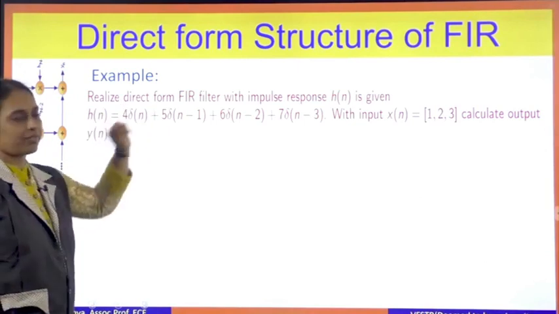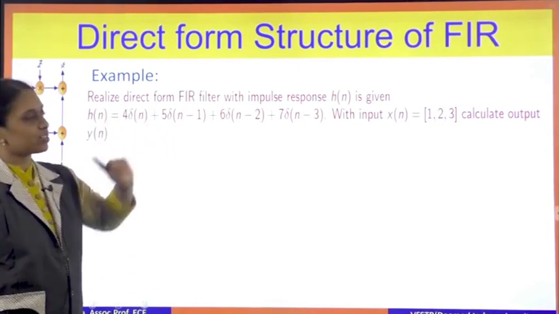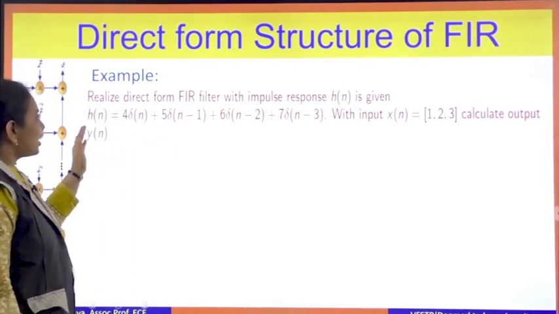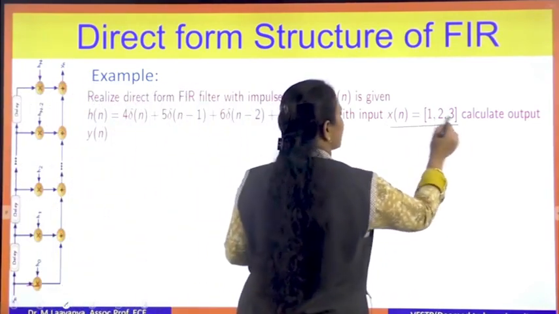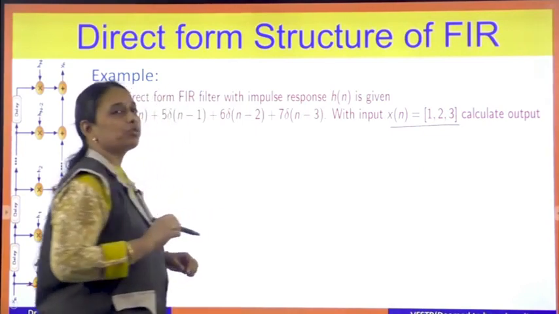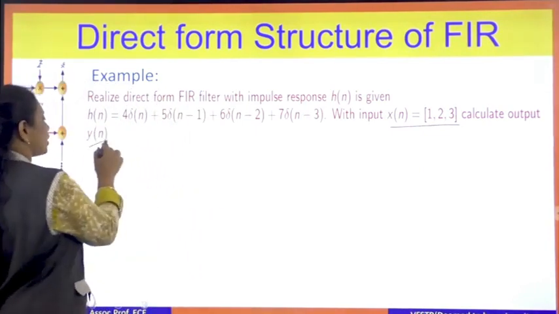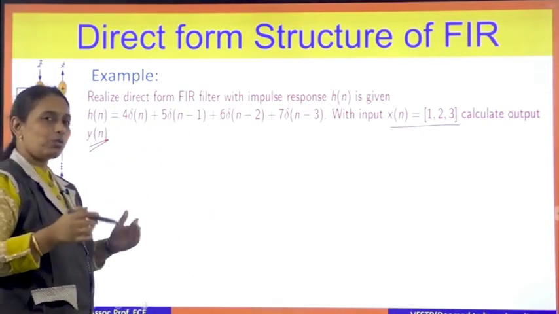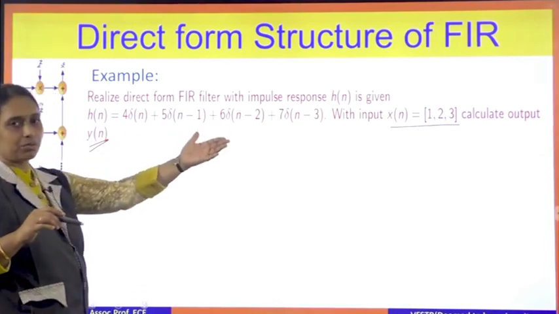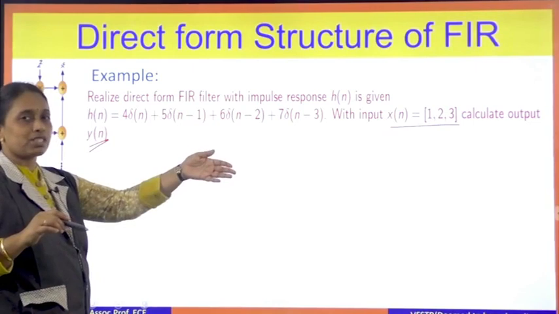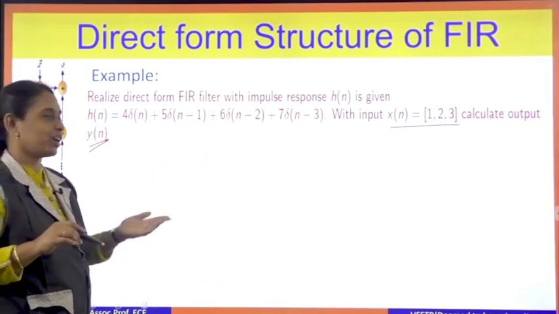Realize the direct form FIR filter with impulse response h of n, where h of n is given, and also they have given the input as x of n is equal to 1, 2, 3. Calculate the output y of n they have asked. So how to do this? Let us see. First you have to realize it without giving the input. While giving the input to the structure, what happens to the output we are going to see.